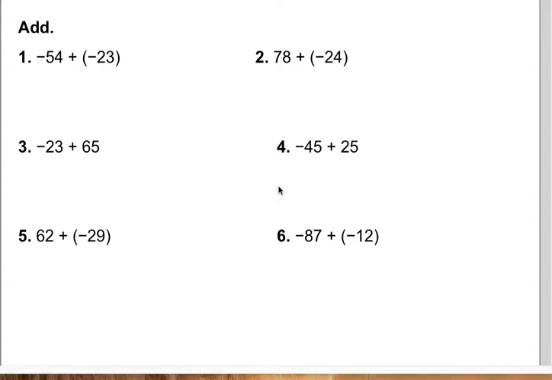Solve number 1. Somebody tell me, what is the correct answer? What is negative 54 plus negative 23? Reagan. There we go, negative 77. Number 2. What is the correct answer to number 2? 78 plus negative 24.